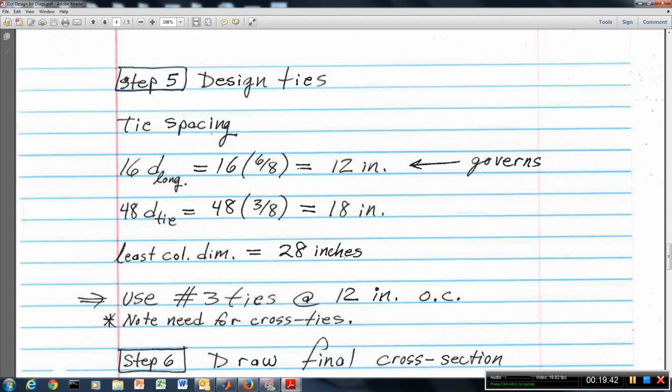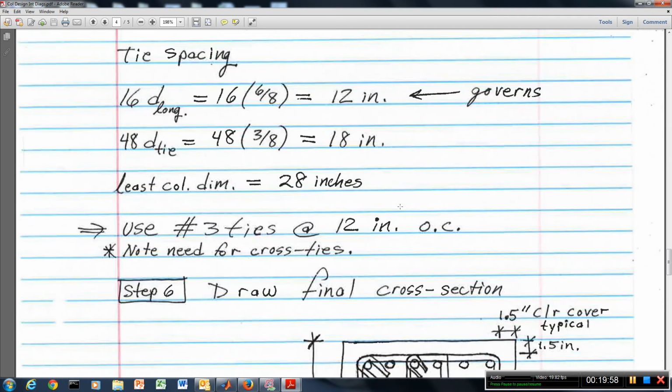That's the side length of the column. Of those 3, the smallest is the one that governs, and so we have 12 inches here. That is then going to be the required tie spacing for our column. And so we're going to use number 3 ties at 12 inches on center.